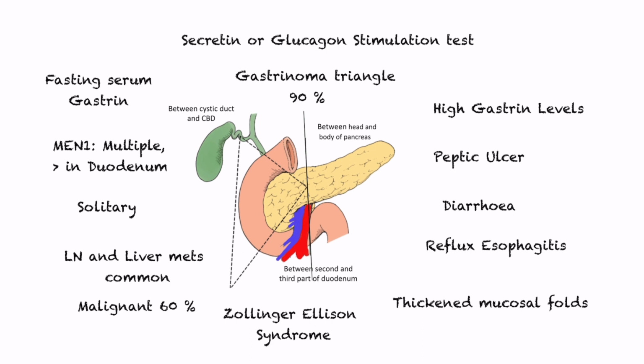If results are equivocal, a secretin or glucagon stimulation test can be performed because gastrinomas frequently express both receptors and respond by secreting abnormally large amounts of gastrin to the injected reagent.